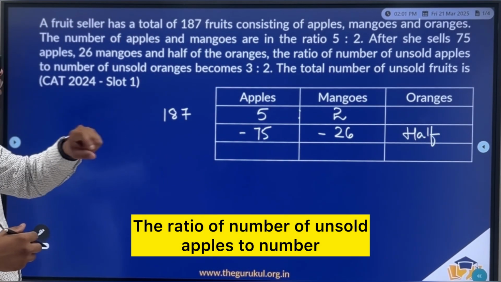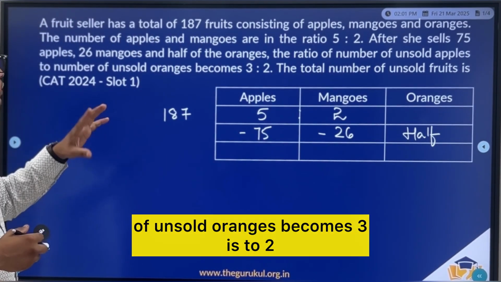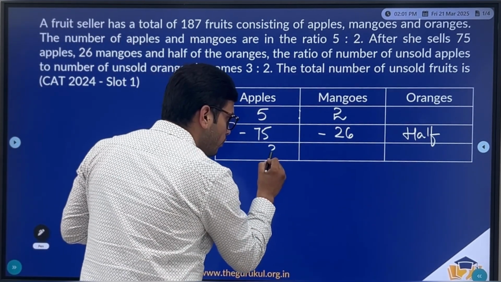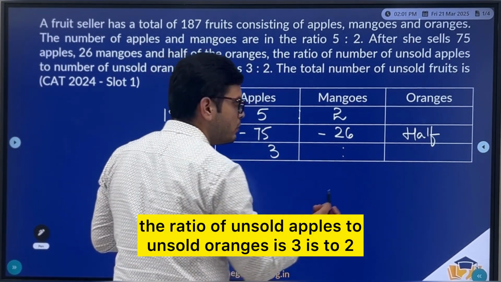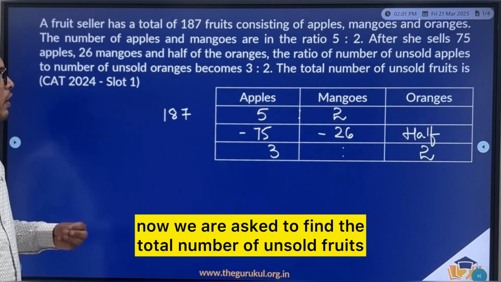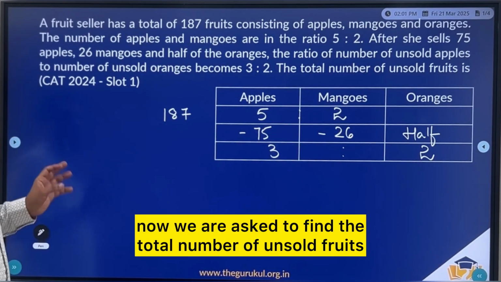The ratio of the number of unsold apples to the number of unsold oranges becomes 3:2. So the ratio of unsold apples to unsold oranges is 3:2. Now we are asked to find the total number of unsold fruits.